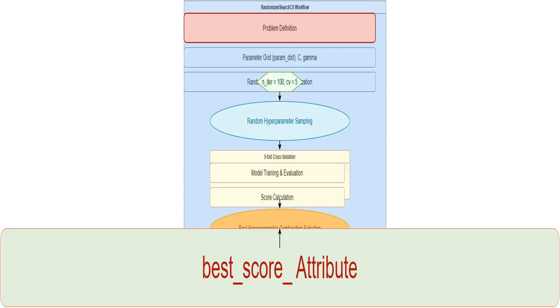This attribute of the fitted randomized search-CV object stores the highest average cross-validation score obtained among the 100 randomly sampled hyperparameter combinations. It provides a measure of the performance of the best model found, reflecting how well it generalizes to unseen data based on the cross-validation process. It's important to note that this score is a result of cross-validation, not just on a single training set. Think of it as the best score among the best-performing model across different folds.